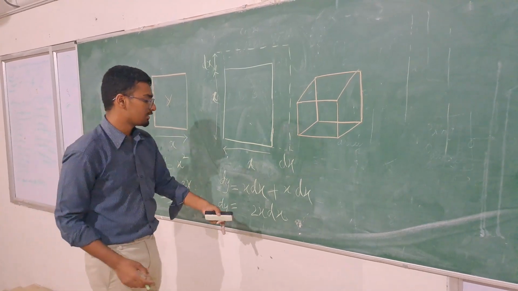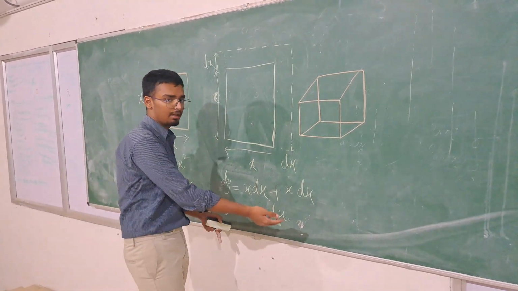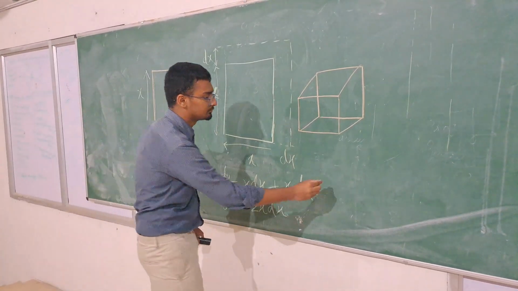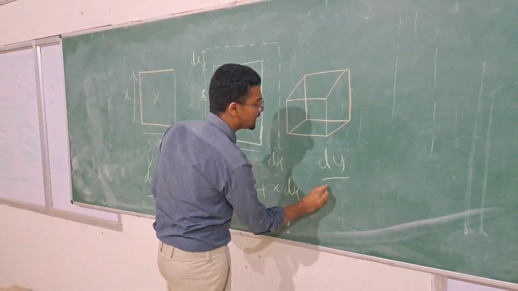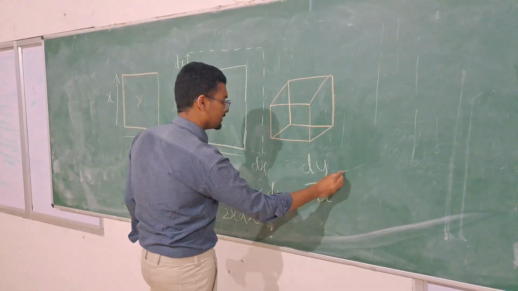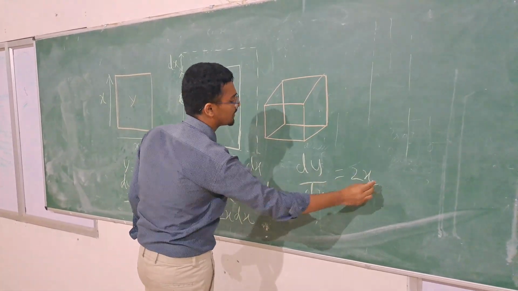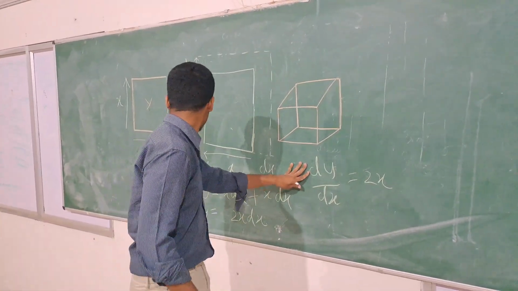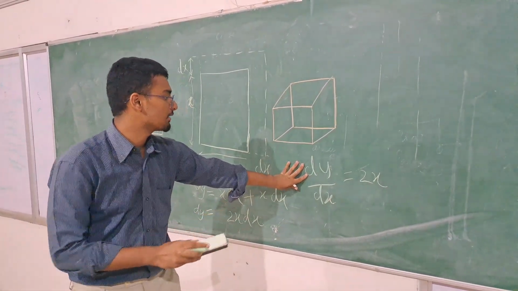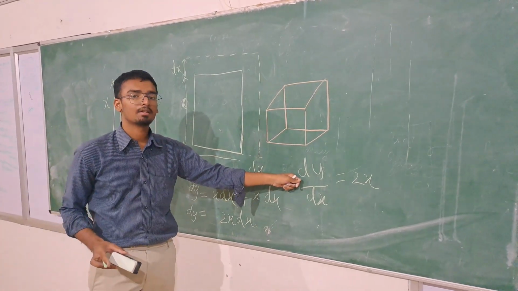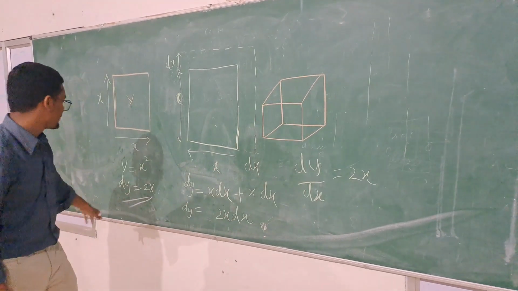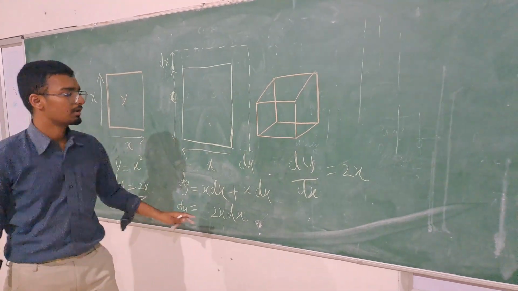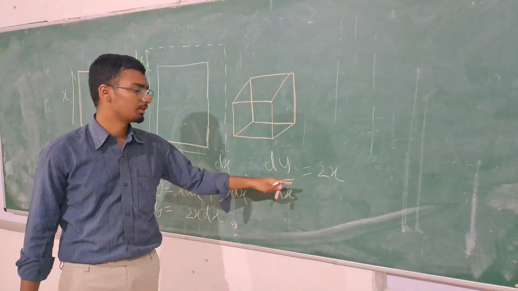The further steps include bringing the dx from the right hand side to the left hand side of dy. So dy by dx equal to 2x. This is the final formula for calculating differential calculus for dy. So from the left hand side, I have brought the equation as dy by dx equal to 2x.